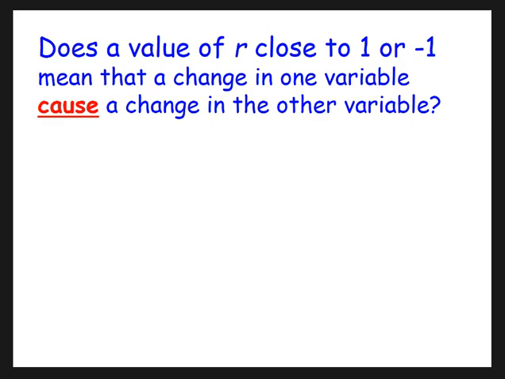Does a value of R close to 1 or -1 mean that a change in one variable causes the change in the other? Now, this is a big thing. Causation is not implied by a correlation coefficient. Just because there's a strong correlation between the two variables does not mean that one causes the other. There could be a third variable out there that causes both of them to change.